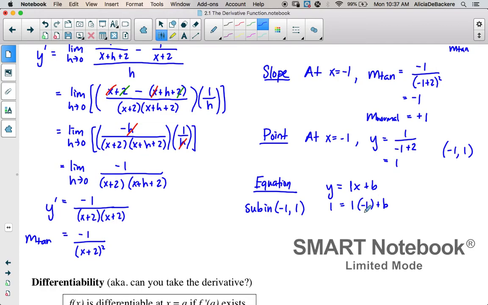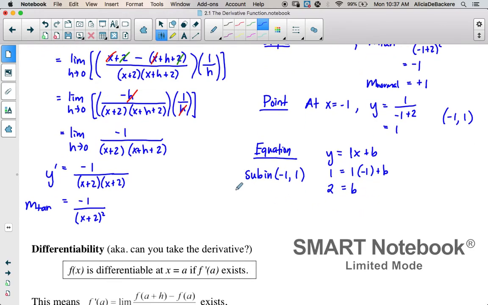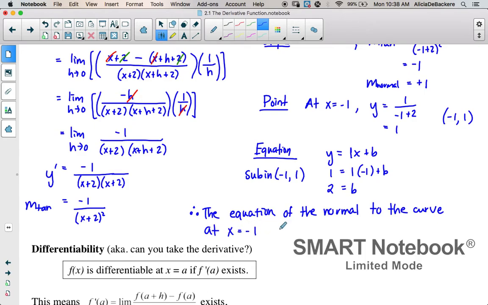And so I get a negative 1 over here. I'm going to add it over to the other side, and I get b is equal to 2. And so therefore, we had 1x, I've just started changing it to x, and then plus 2 for our b value.